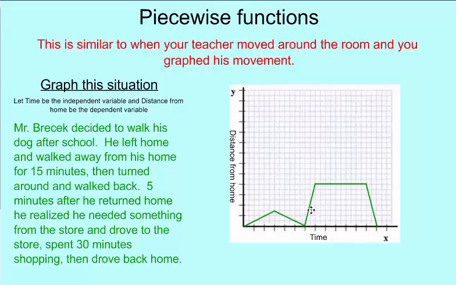Notice that the steepness of this line is much steeper than that line because driving covers more distance as less time goes by. I then spend 30 minutes at the store, so my distance is not changing but time is still going by. I then drive back home. The steepness of this line is about the same as the steepness of that line because driving would cover about the same amount of distance in the same amount of time.